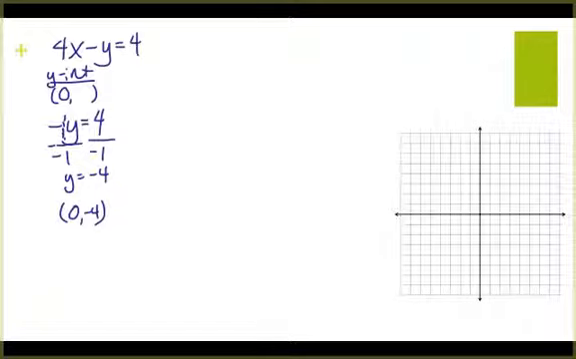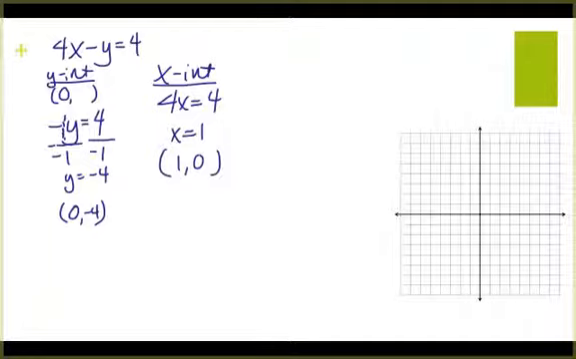Then for my x-intercept, I'm going to cover up the y term. So I've got 4x equals 4, x equals 1, and so my x-intercept is 1, 0. So I've got 2 points. You only need 2 points to make a line. I like to do 3 points when we're doing graphing by tables. Okay, my y-intercept is negative 4. My x-intercept is 1. And so not very easy to connect on this. There we go, not bad.